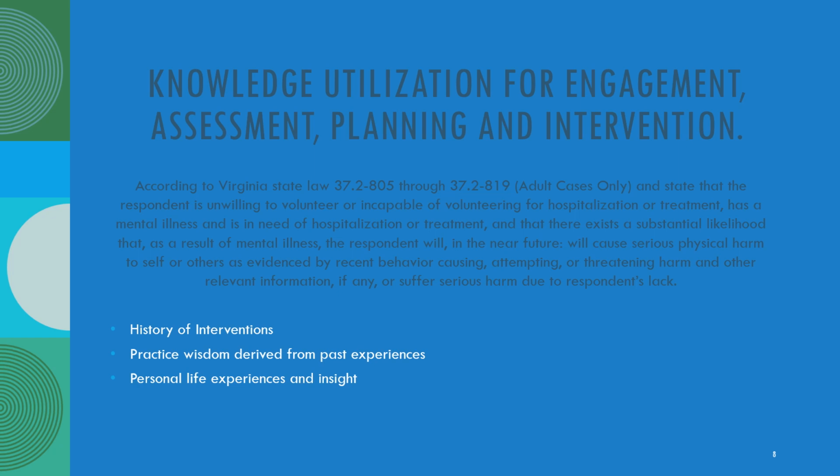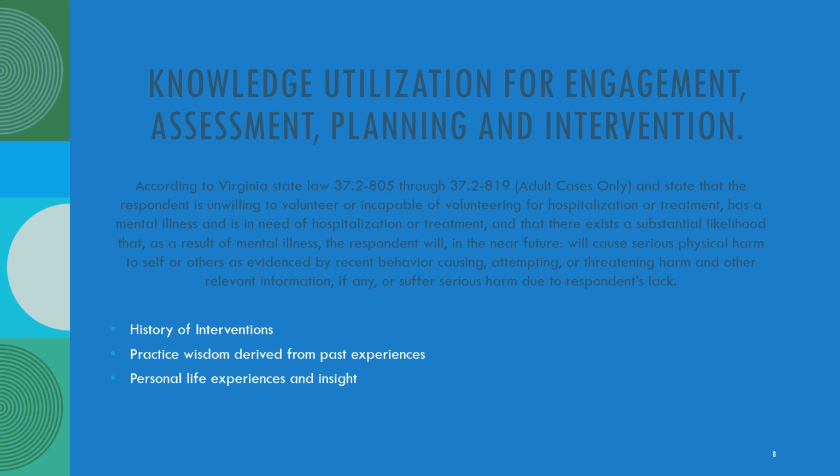So this is the law in the state of Virginia that allows for a community service board to obtain a temporary detention order, sending them to a hospital if they are unwilling. If they are sent to a hospital under a TDO, they have to stay for at least 72 hours.